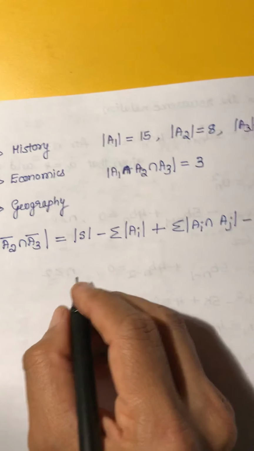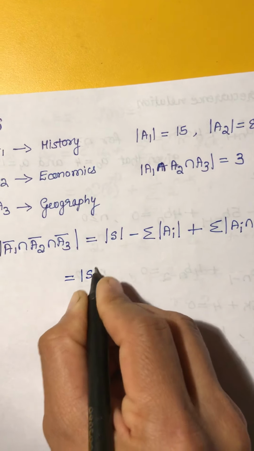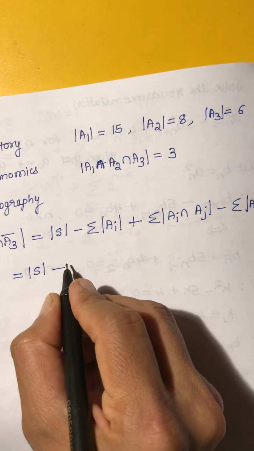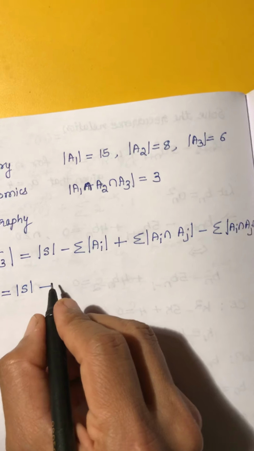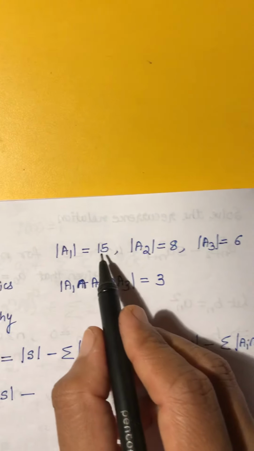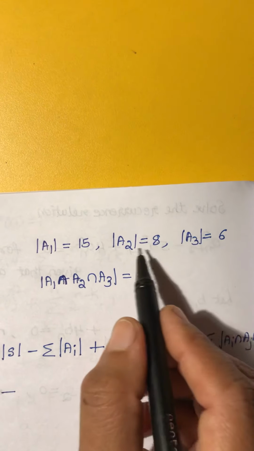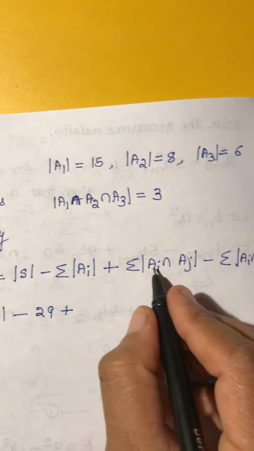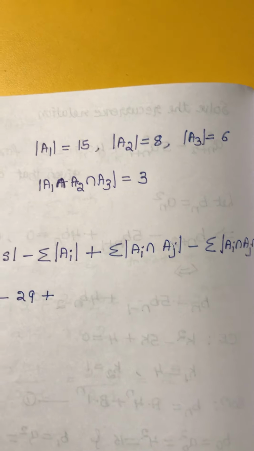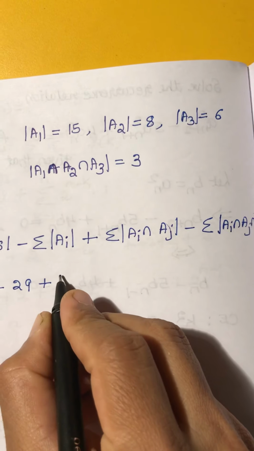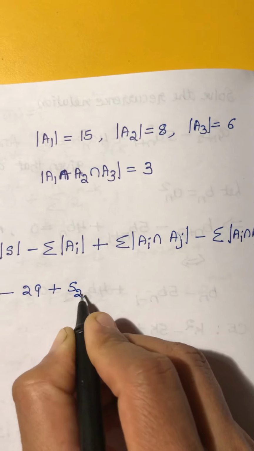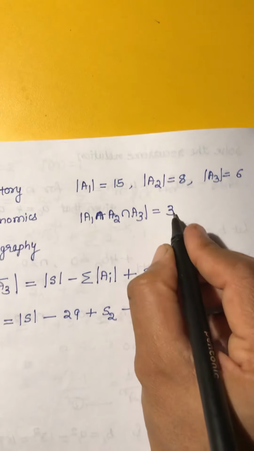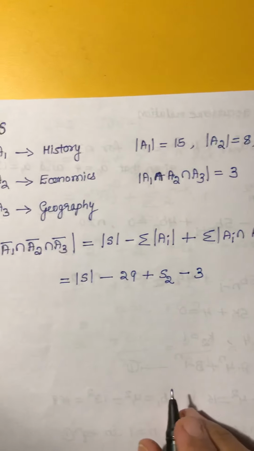Now what are the values we know? We don't know mod S, the total number of students, so I am keeping it as it is, minus summation of mod AI. The summation of mod AI is the sum of these values, 15 plus 8 plus 6, so it is 29. So minus 29, plus S2, the summation of AI intersection AJ, we don't know, so I keep it as it is, S2, minus S3. What is the S3 value? S3 is 3. So I have substituted.